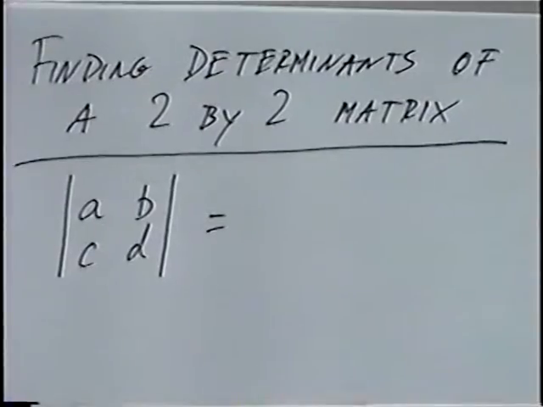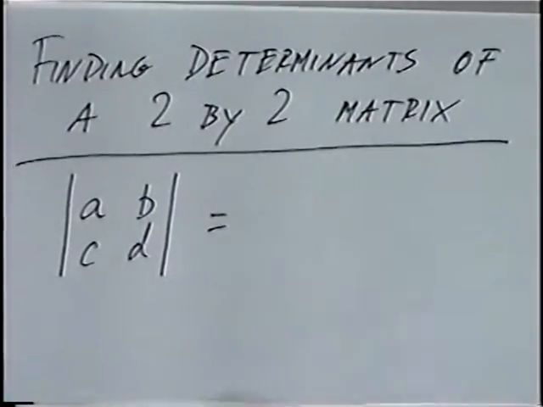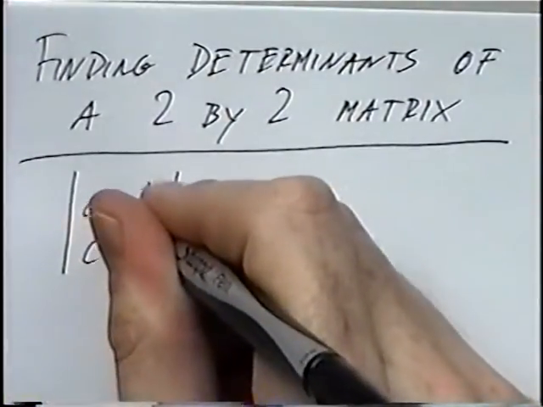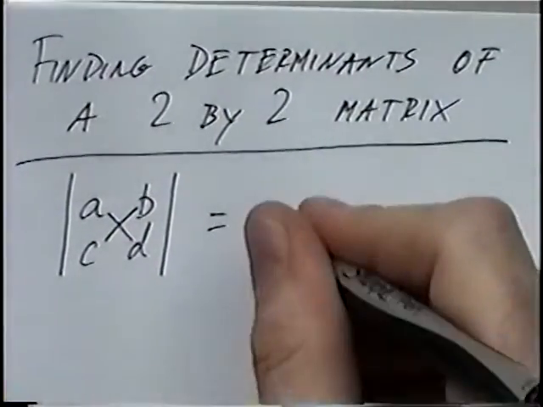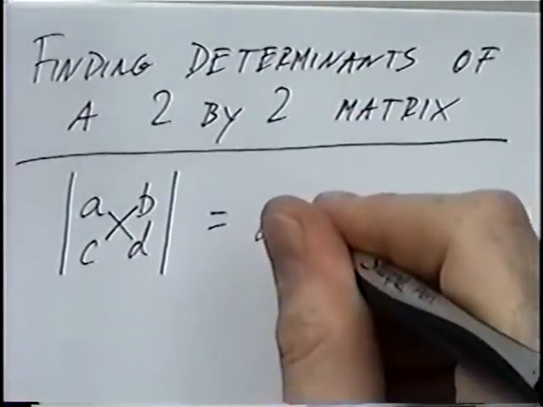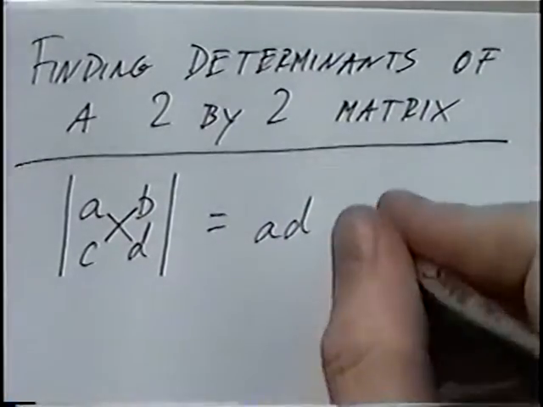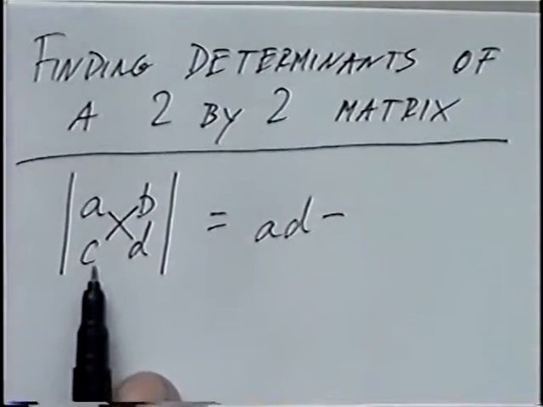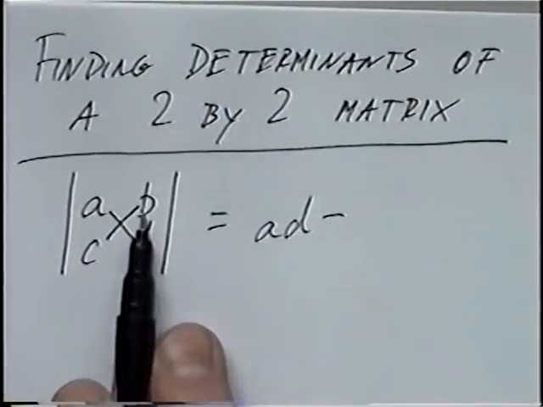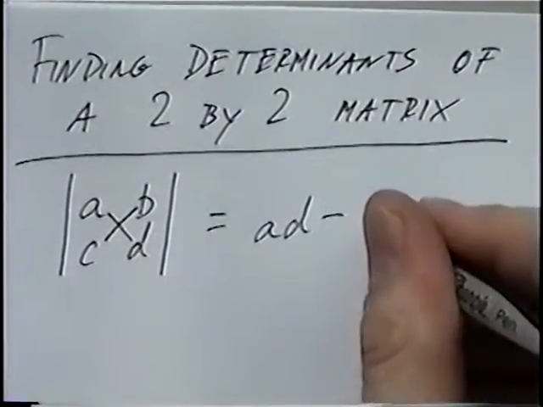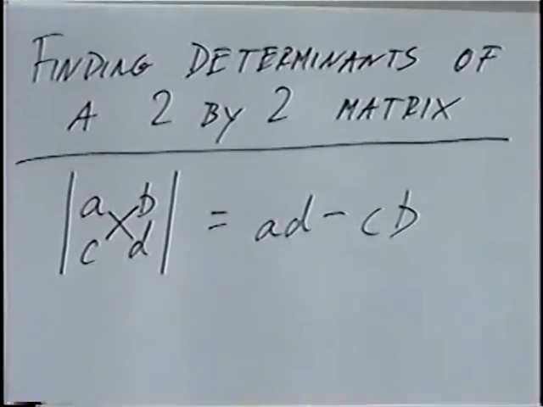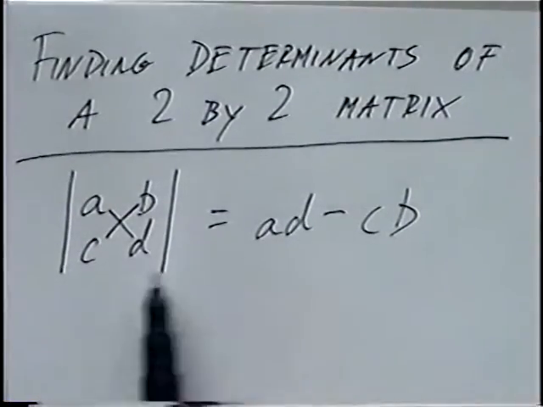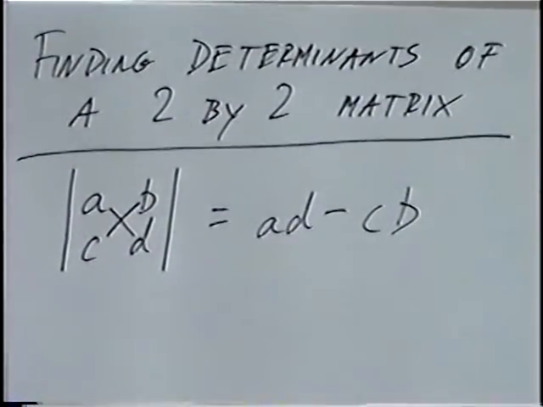To find the determinant of this matrix, it is similar to cross multiplying. We will multiply the top left number A times the bottom right number D, and from that we'll subtract the bottom left number C and the top right number B multiplied. So the definition of a determinant would be A times D minus C times B.